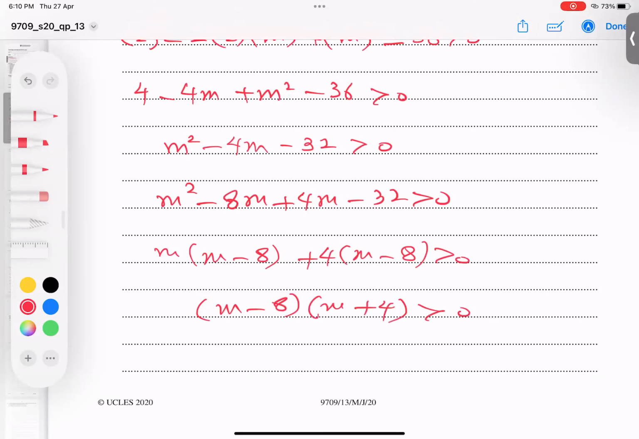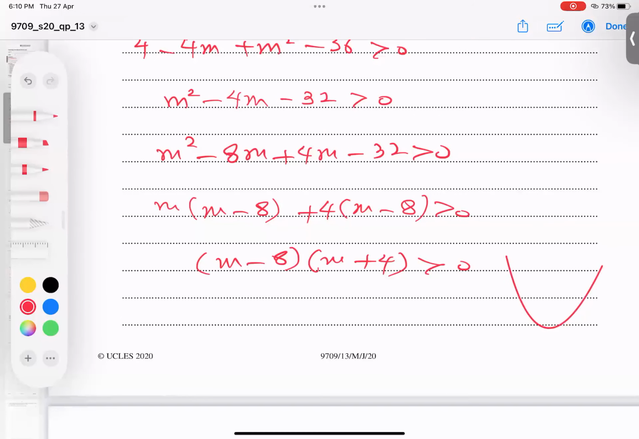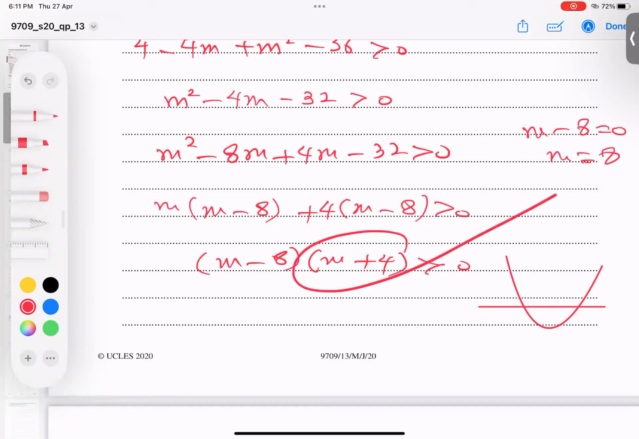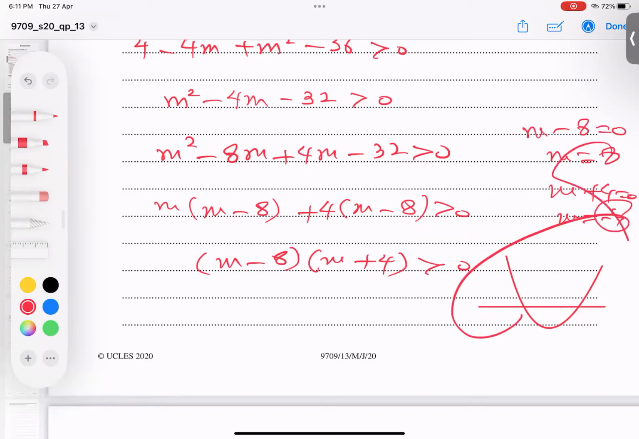Now we can make a diagram like this. We make a one-line x-axis, and you know this is equal to 0. One time, m minus 8 equals 0, I get m equals 8. Second time, this equals 0, m plus 4 equals 0, and I get m equals minus 4. The negative value comes on the left side and the positive on the right side, because smaller and bigger value. I hope the points up to here are very clear.